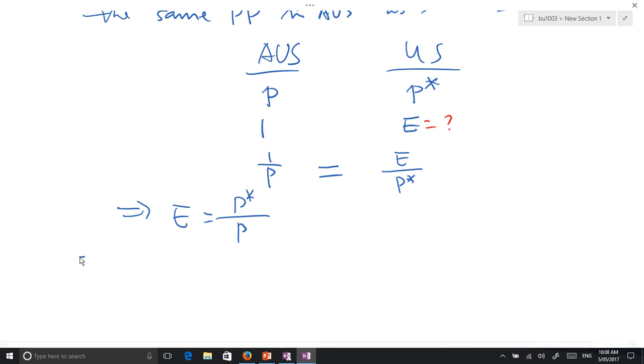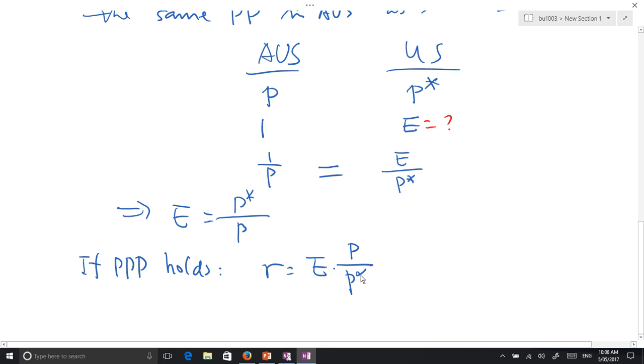Okay, if PPP holds, then the real exchange rate, which is the nominal exchange rate multiplied by domestic price over foreign price, should be equal to 1. Okay, so that's purchasing power parity.